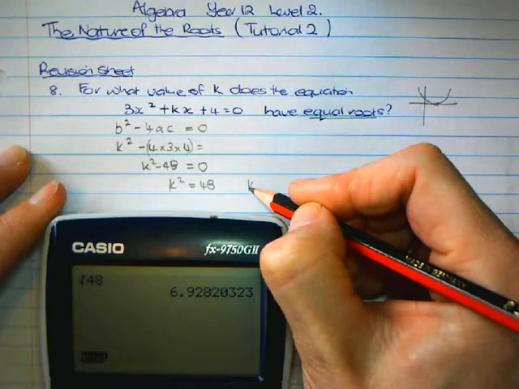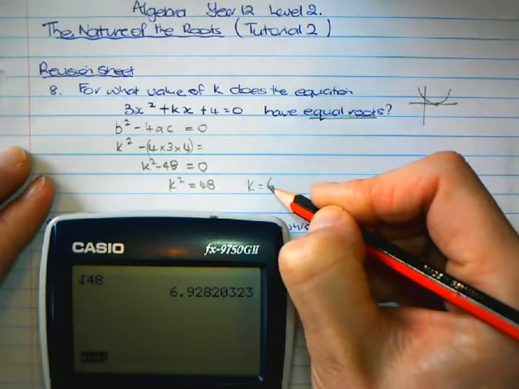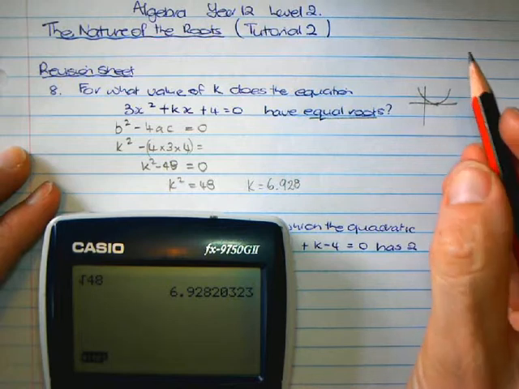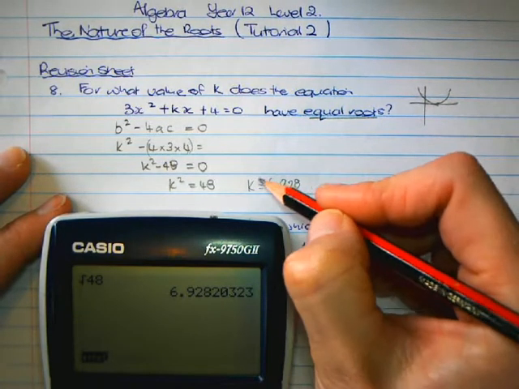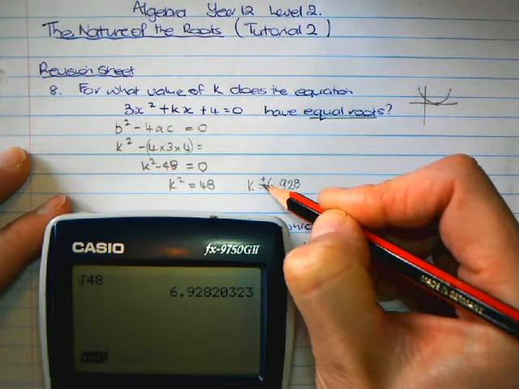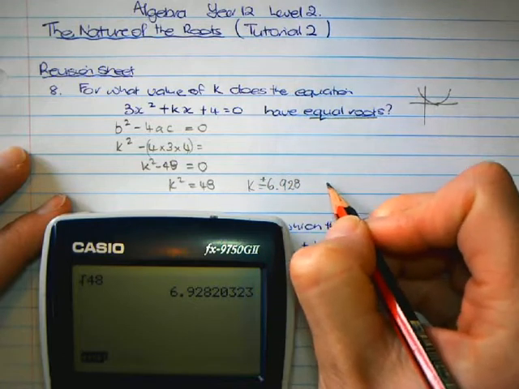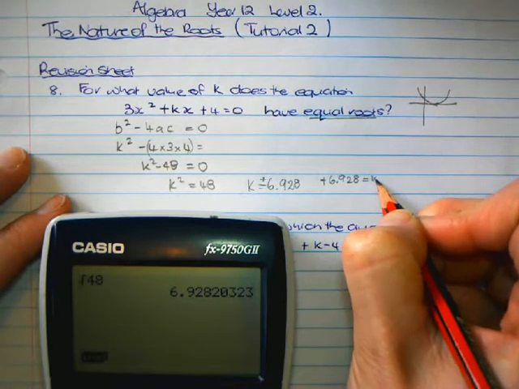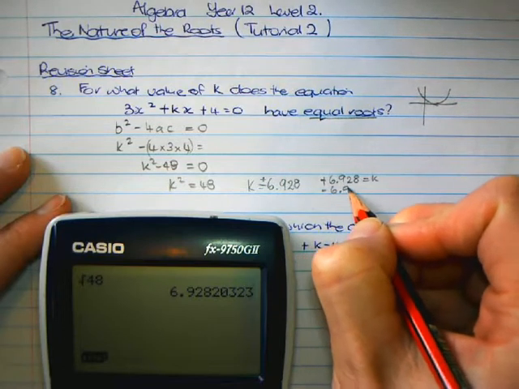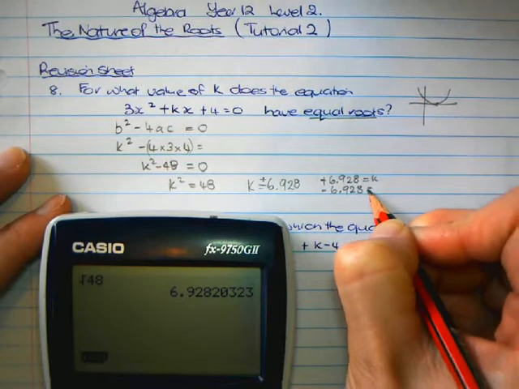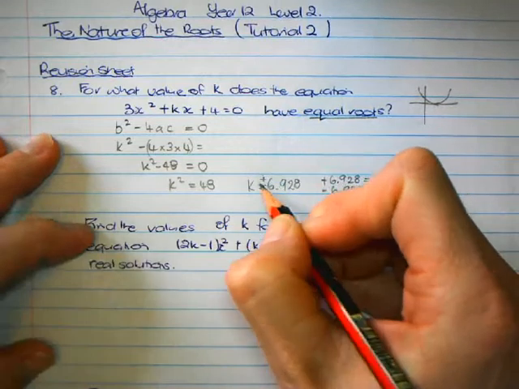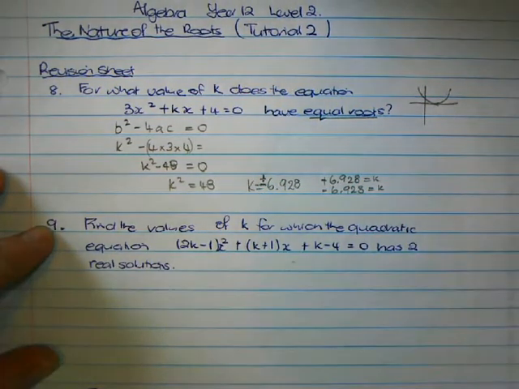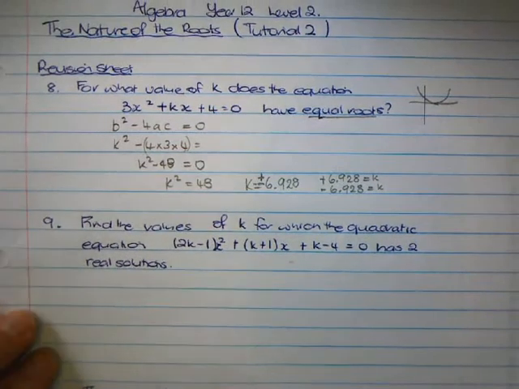6.928. So we write down k equals 6.928. But then we also remember it is a repeated root, so there is plus and minus. So just to repeat that, you've got the plus 6.928, which is k, or minus 6.928, which is k. You can write an equation with a plus and a minus in front of it as well. There's two ways of writing it.